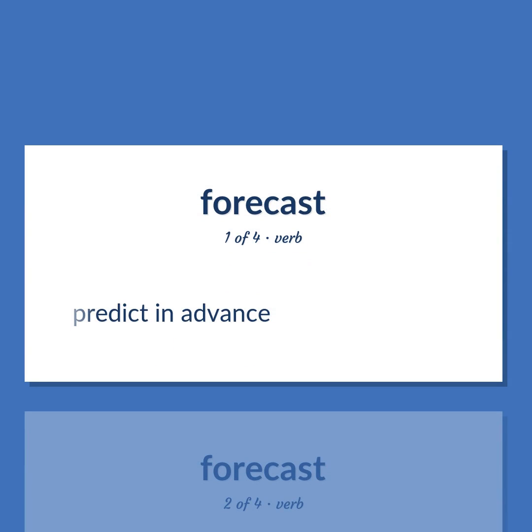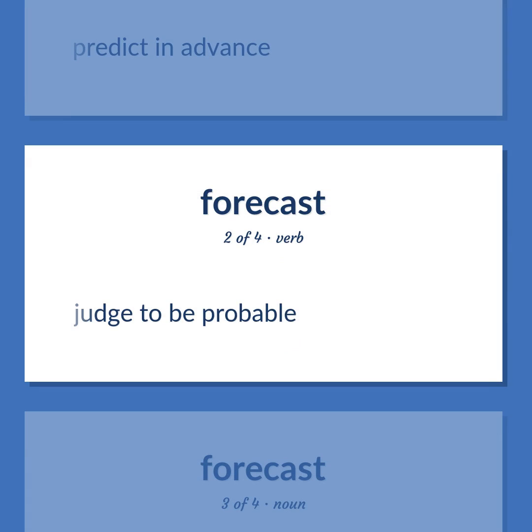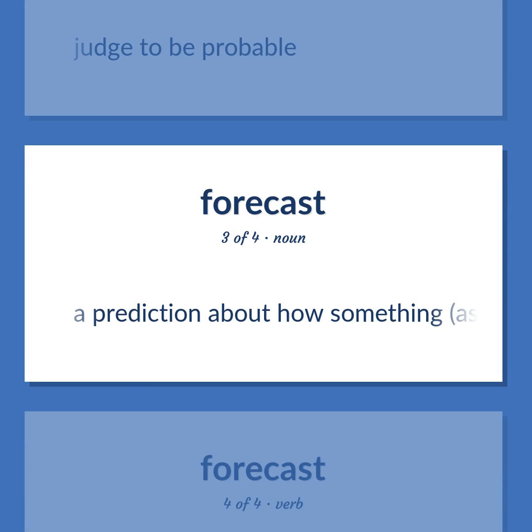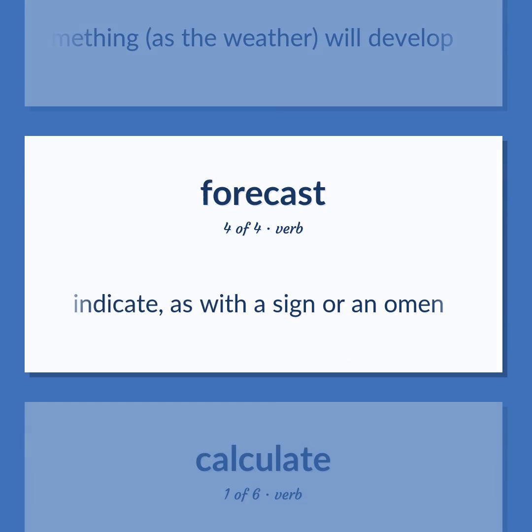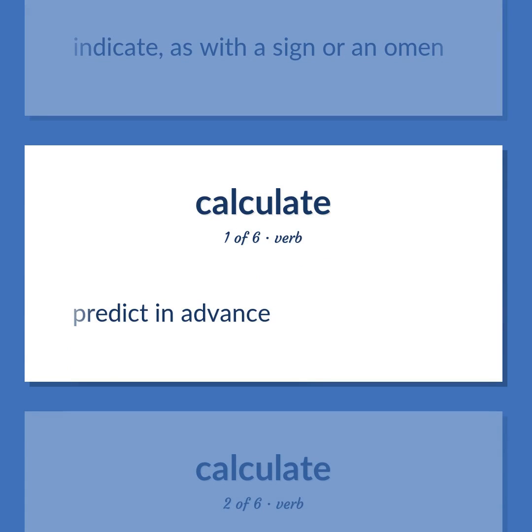Predict in advance. Judge to be probable. A prediction about how something, as the weather, will develop. Indicate, as with a sign or an omen. Predict in advance.